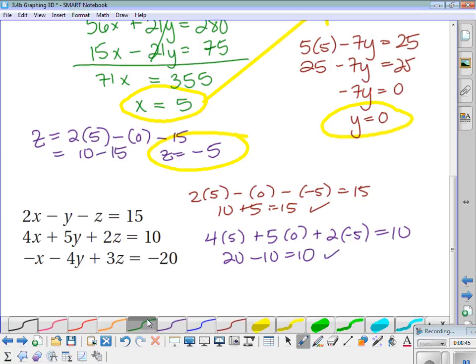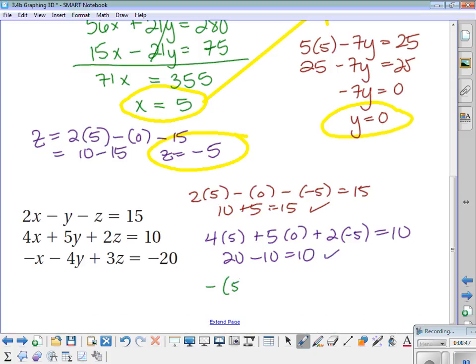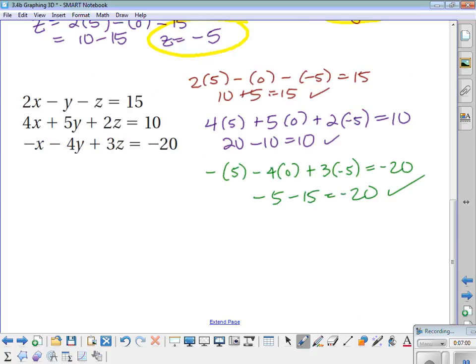And then finally testing it in the last one, negative x is negative 5 minus 4y, so 4 times 0 plus 3 times negative 5 equals negative 20. So I have negative 5 minus 15 equals negative 20. That works too, so I know I did it correctly. My final answer is 5, 0, negative 5.